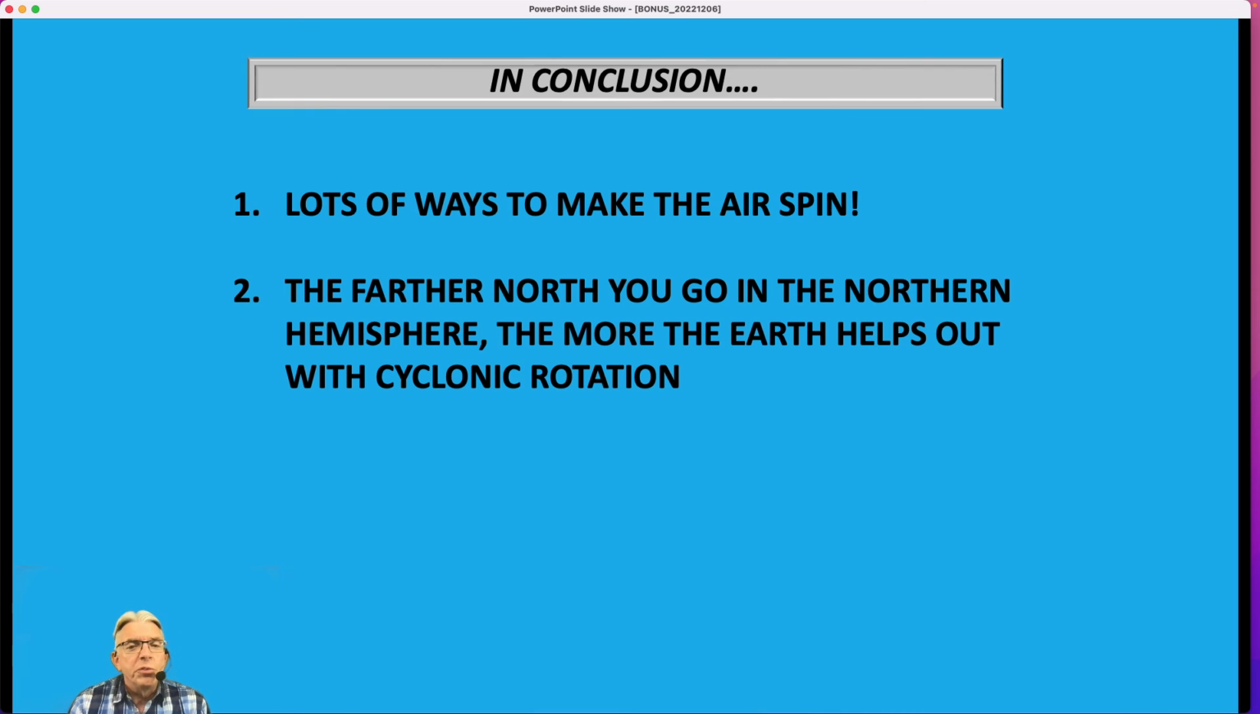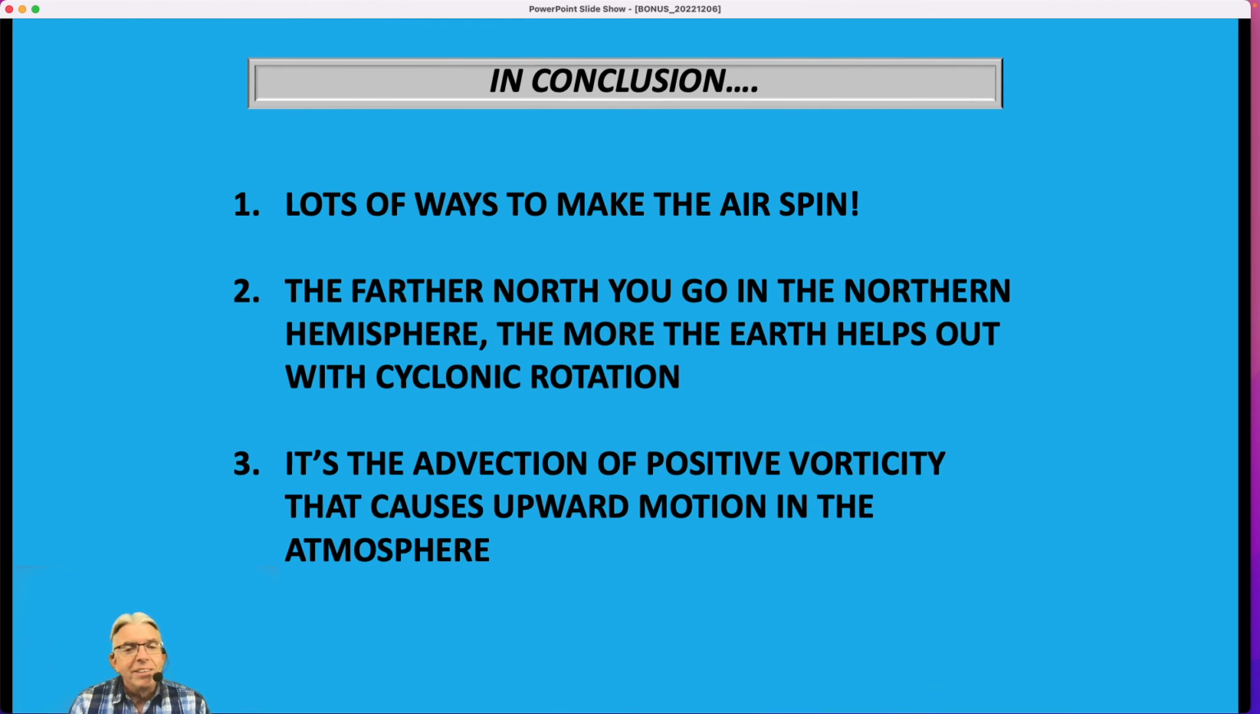Okay. So in conclusion, there are lots of ways to make the air spin. The farther north you go in the northern hemisphere, the more the Earth helps out with cyclonic rotation. So the same system at, say, 30 degrees north latitude, just looking at the system itself, don't take into account the Earth's rotation at all. You take that system and put it 30 degrees farther north, and the Earth is going to make it an even stronger system, okay?